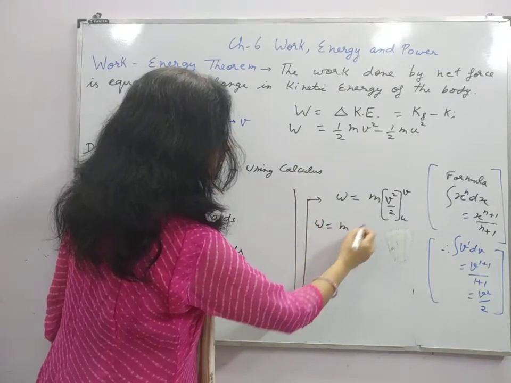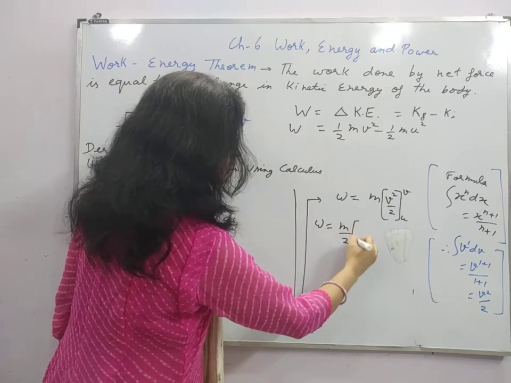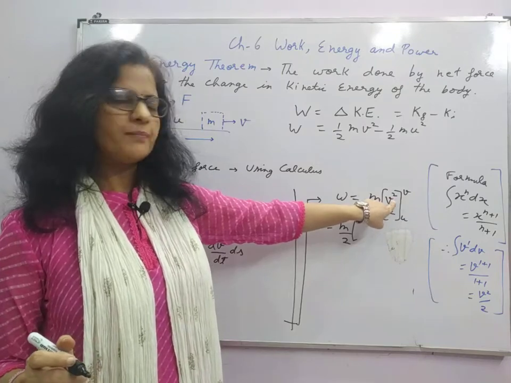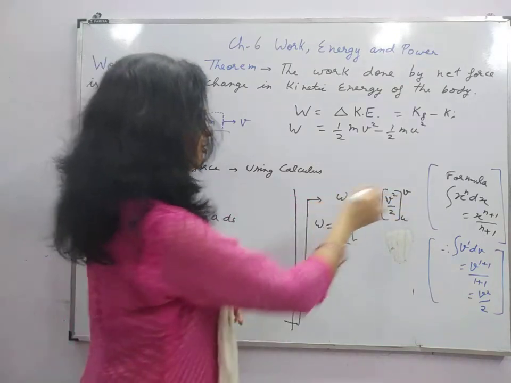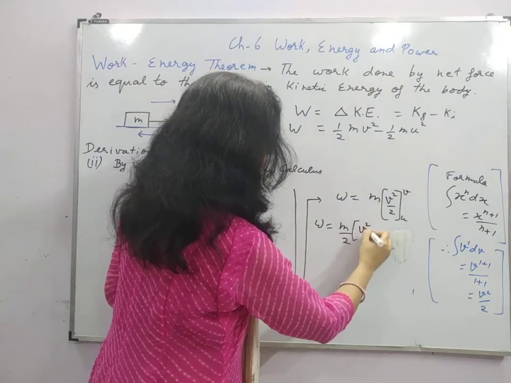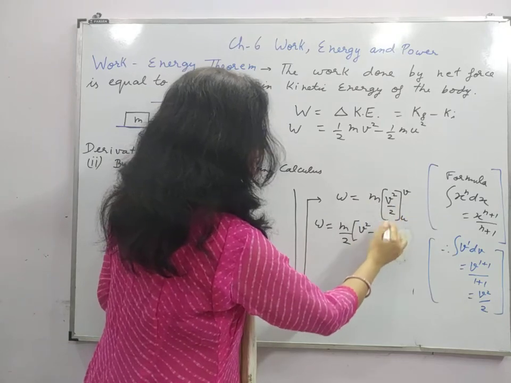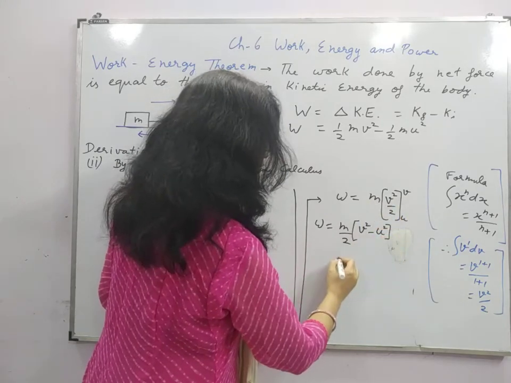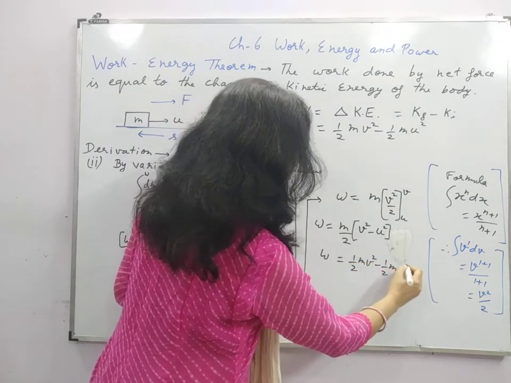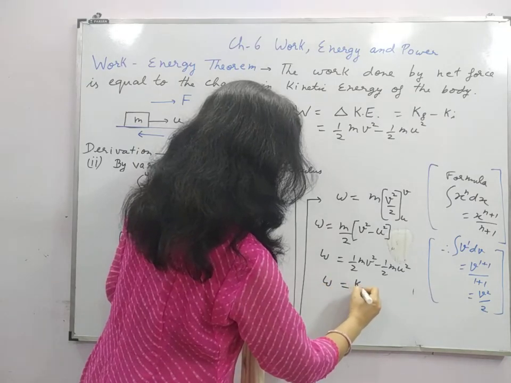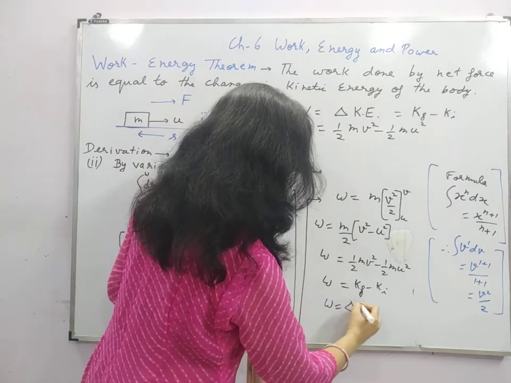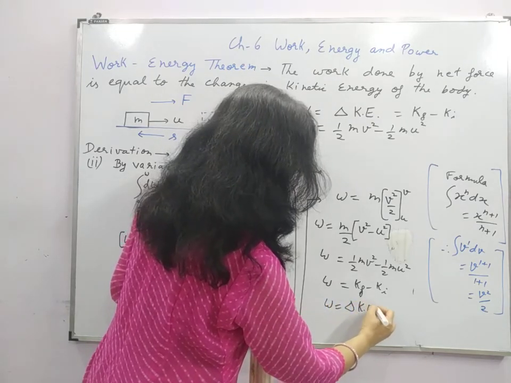Now m can be taken outside the bracket. Inside the bracket, when we put the limits, we first put the value of the upper limit minus the lower limit. So for the upper limit, I am replacing v by v. So this is v square, minus the lower limit, which is u. So for v I will write u. So this gives me half m v square minus half m u square. So this means this is final kinetic energy and this is initial kinetic energy. So this gives me delta kinetic energy.